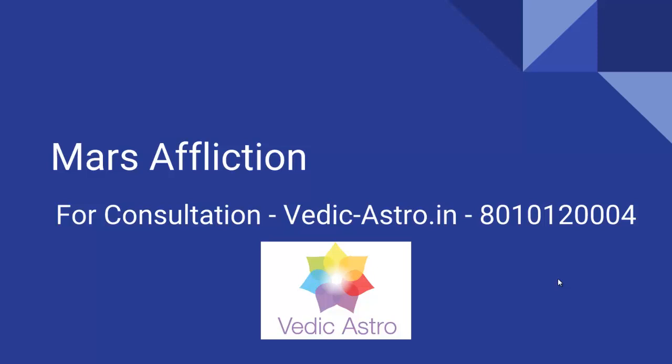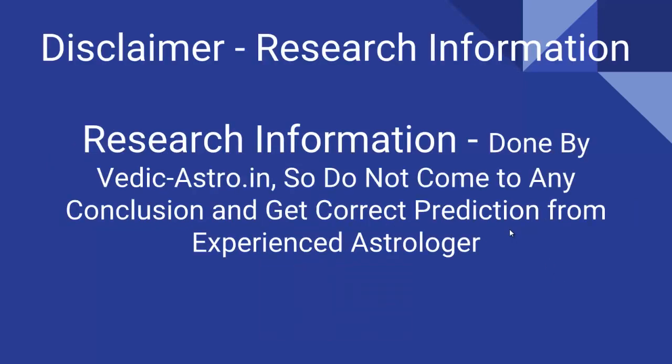We have a few examples, and we have picked the examples from the internet. The charts which we are showing are from the internet, and we don't know whether that information is correct or not, but we just want to check the combination and the pattern, in case Mars affliction happens, what will happen.